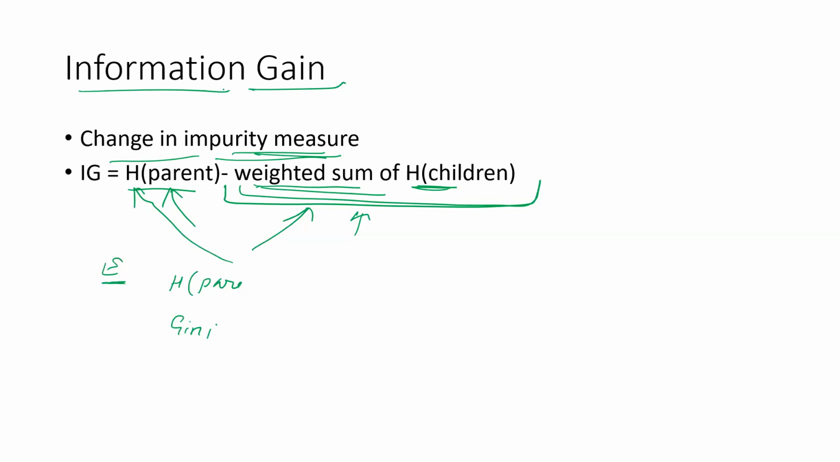Okay, this information gain we want to be higher, because we want this reduction to be higher. This change in the impurity measure, you want it to be higher.